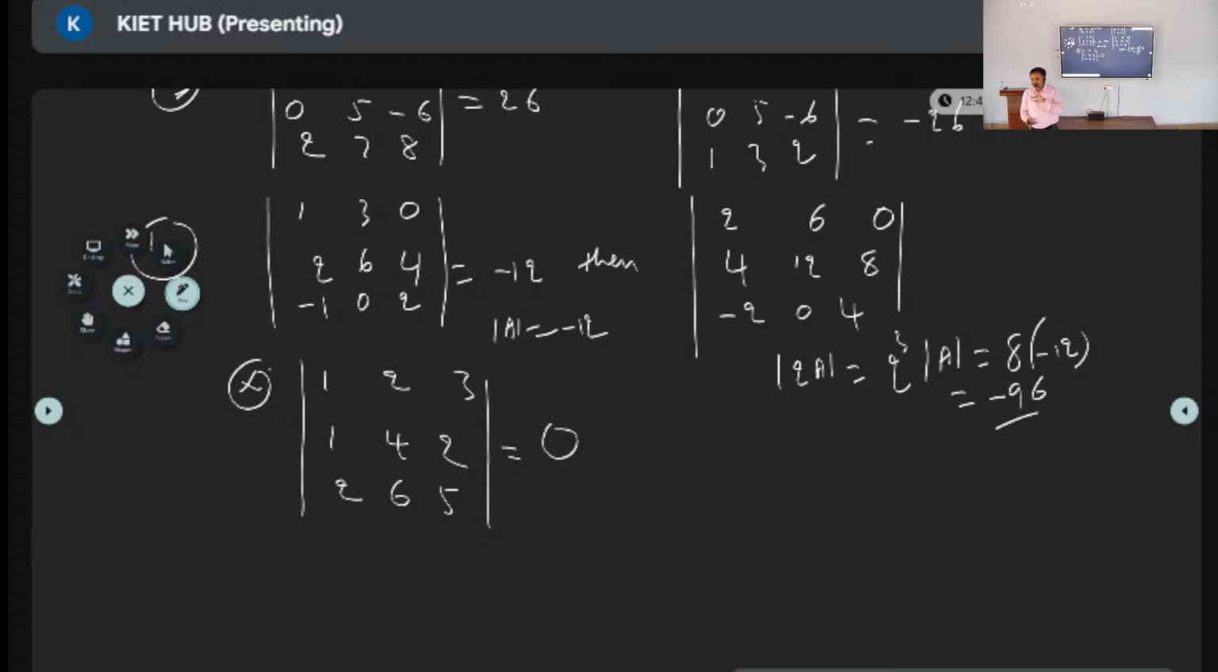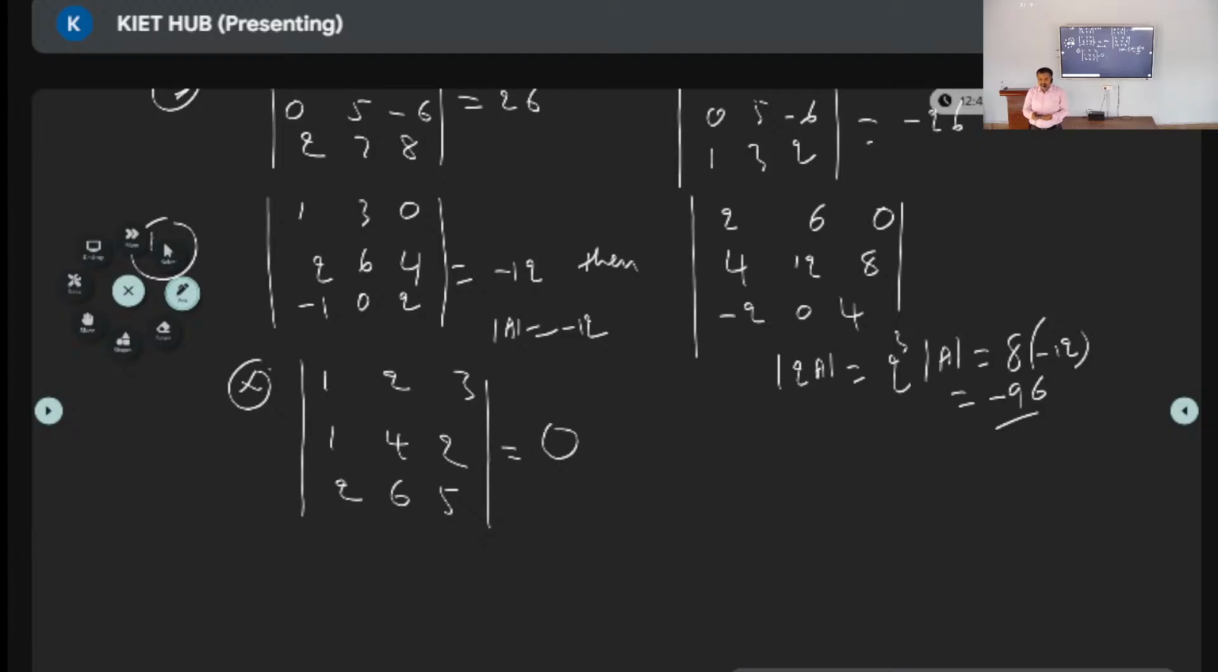Along with that, remember one more property. Sum of the two rows is the third row, sum of the two columns is the third column, determinant vanishes. That's a very important property. Is it clear? All of you understand?